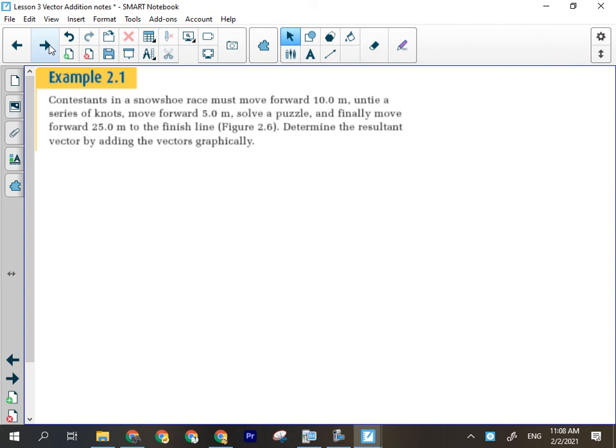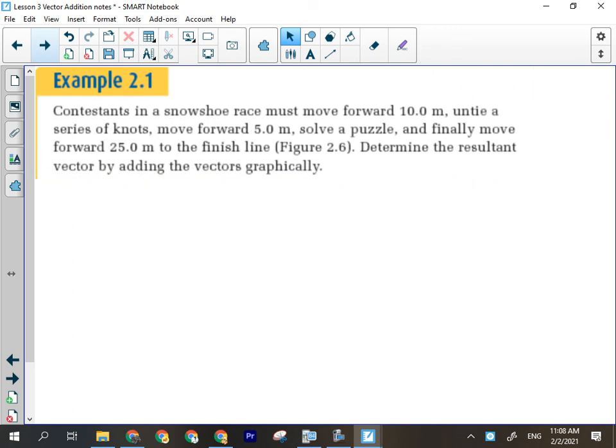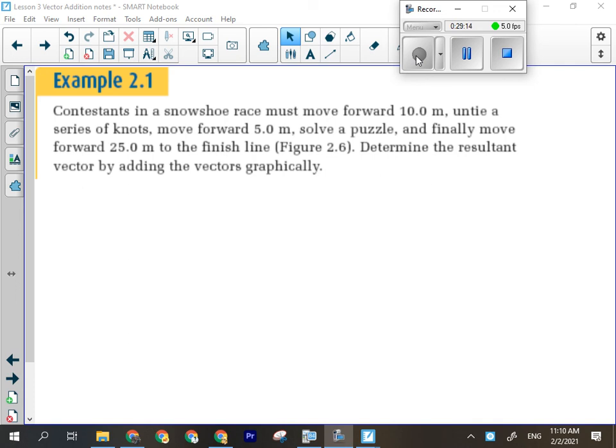All right, try this question about the most boring town in the world. It's a vector addition question, but it's really easy. So let's go over this one. This is like the weirdest race I've ever heard of. Go forward, untie some knots, and then solve the puzzle.